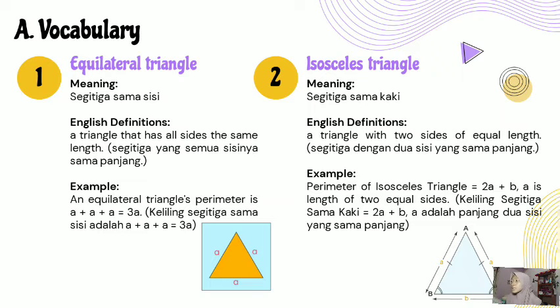Number 2, isosceles triangle. Meaning is segitiga sama kaki. English definition: a triangle with two sides of equal length. Example: perimeter of an isosceles triangle equals 2A plus B, and A is the length of the two equal sides.